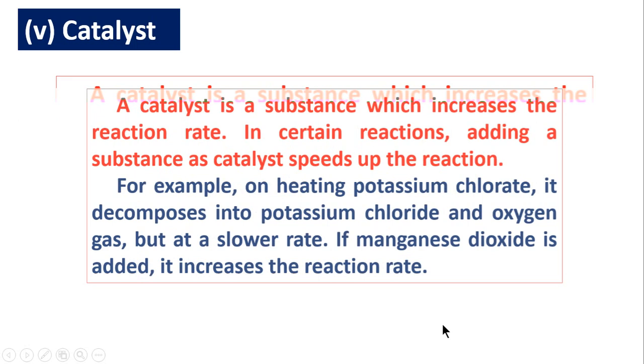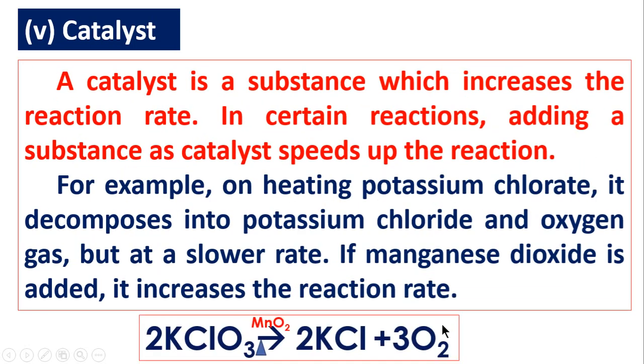The fifth one, catalyst. What is a catalyst? A catalyst is a substance that speeds up the chemical reaction and is not consumed in the chemical reaction. So, a catalyst is a substance which increases the reaction rate. In certain reactions, a substance is added as a catalyst. In this reaction, manganese dioxide acts as a catalyst, MnO2. And this catalyst speeds up the reaction.